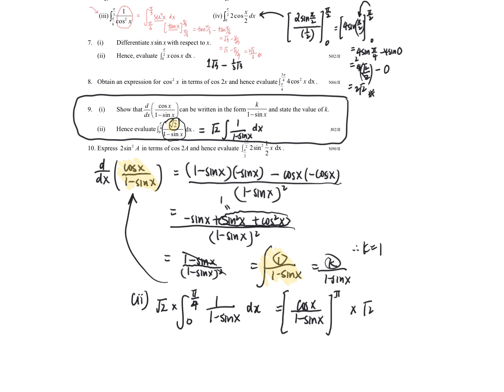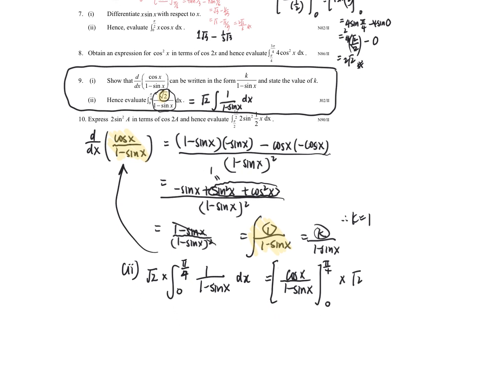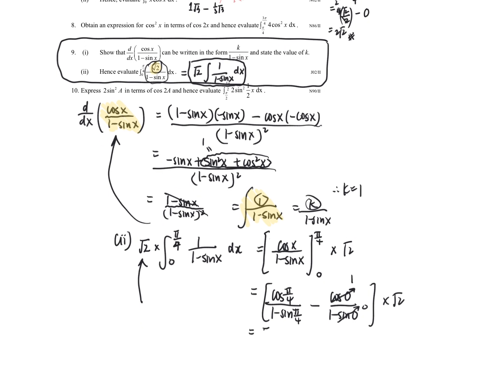Sub in pi over 4 and 0. The root 2 you want to put inside or leave it out, it doesn't matter because it will not affect your final answer. Okay, but you got to multiply this in because you are finding this thing. So this one you can just go and calculate. One minus sine 0 is 0. Cosine 0 is 1. This one is 0. Cosine pi over 4 is root 2 over 2.